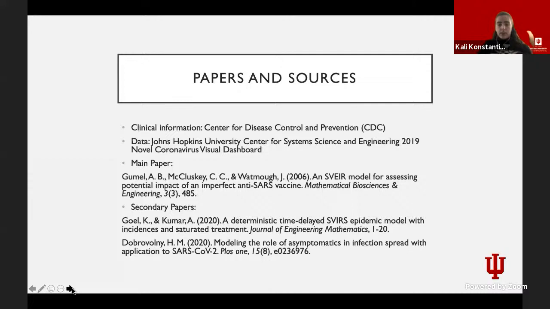Some other papers that I looked at were a deterministic time-delayed SVIRS epidemic model, which was a more math-focused paper and less of a practical paper, and a paper on modeling the role of asymptomatics in infection spread with SARS-CoV-2, mostly for qualitative reasons, the main finding being that there are a lot of asymptomatic cases and they probably outnumber the symptomatic ones.